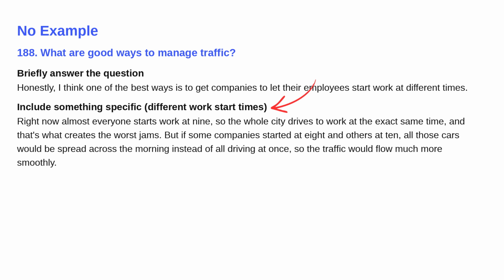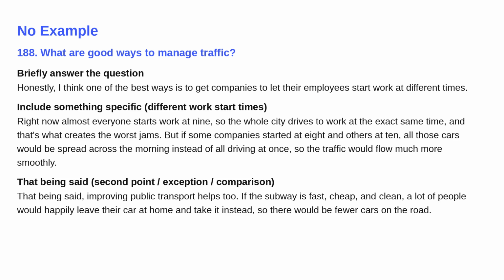But if some companies started at 8 and others at 10, all those cars would be spread across the morning instead of all driving at once, so the traffic would flow much more smoothly. That being said, improving public transport helps too. If the subway is fast, cheap, and clean, a lot of people would happily leave their car at home and take it instead, so there would be fewer cars on the road.